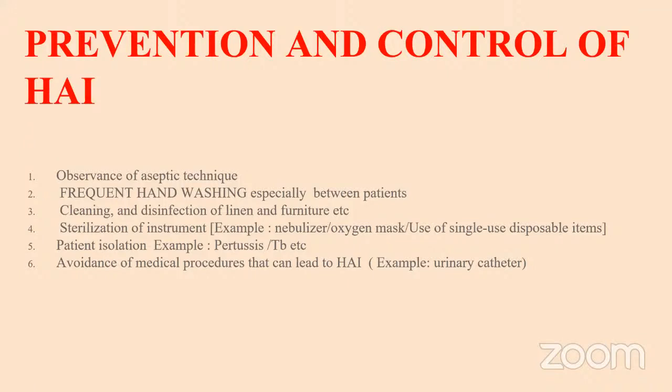Then avoidance of medical procedures that can lead to HAI. Like if a patient has a minor surgery for hernia and has been given an epidural, he or she should not be inserted with a catheter as he will automatically start to urinate after a few hours. So if possible, a urinary catheter can be avoided.